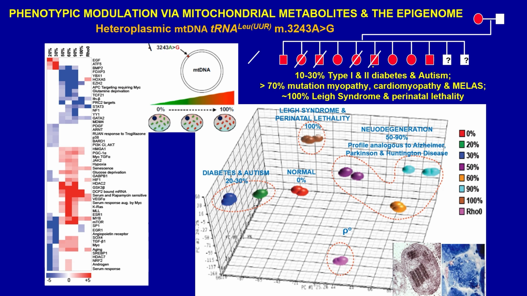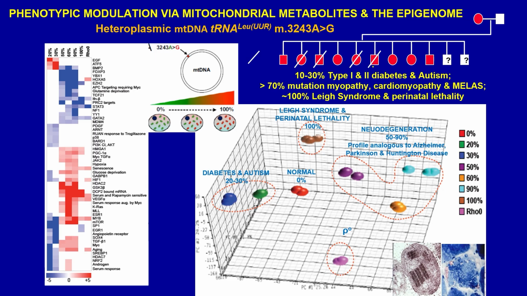So let's look at all of this. So first we took cells, the same nucleus with different percentages of the MELAS mutation, which you've heard from one of our families. And we had different percentages of MELAS mutation with the same nucleus. And then we did RNA-seq, and what we found is a very striking result.